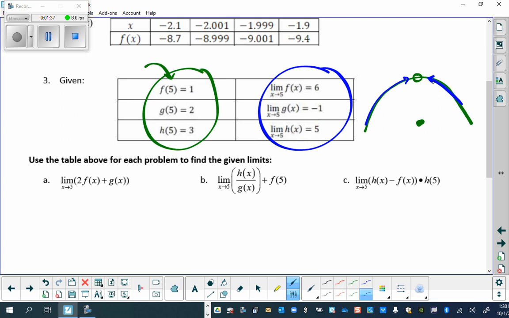B? Okay. So as x approaches 5, I want to know the limit of h of x divided by the limit of g of x. So when I look here, what I care about is h of x as x approaches 5. That's going to be that there. So that limit output is going to be 5. And then the limit as x approaches 5 of g of x. So what I care about here is -1. So this is going to get a -1 underneath. So that's what that expression is worth right there.